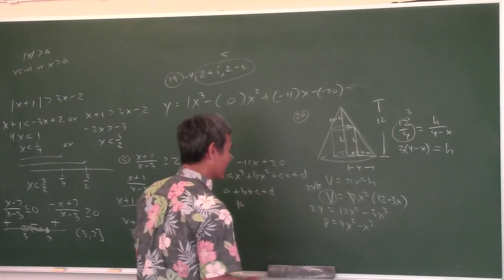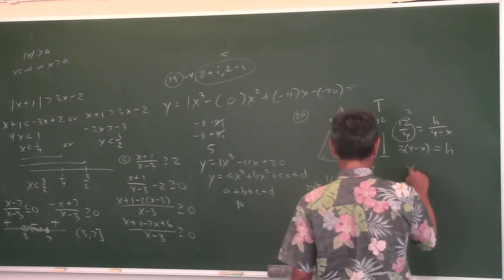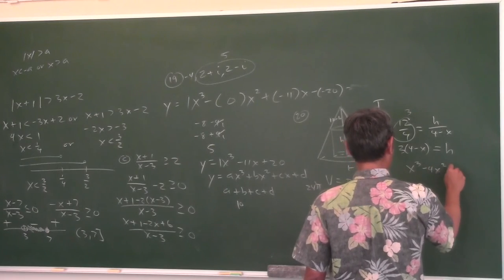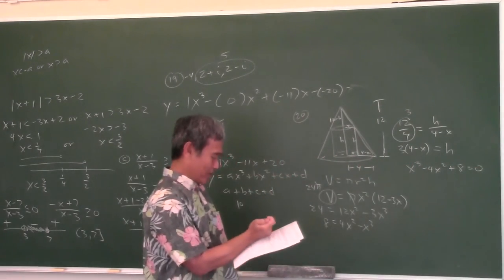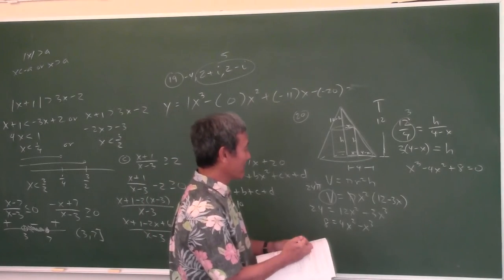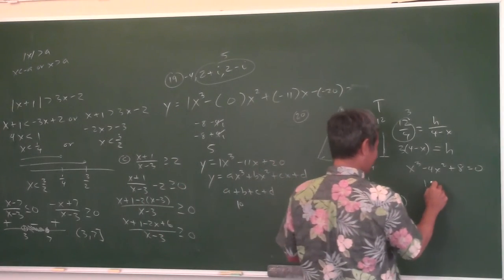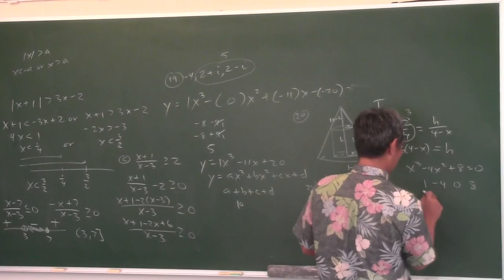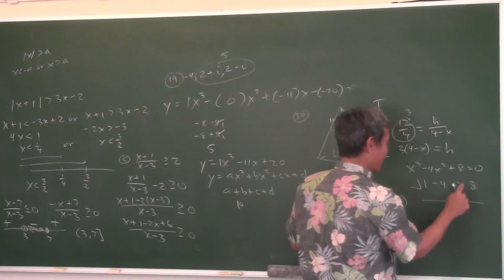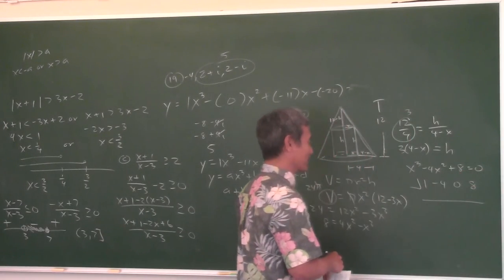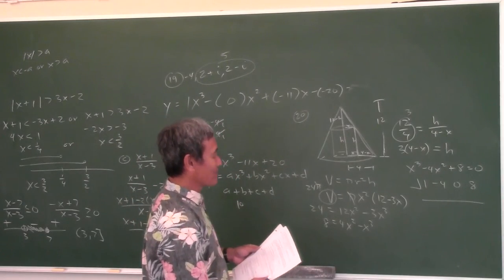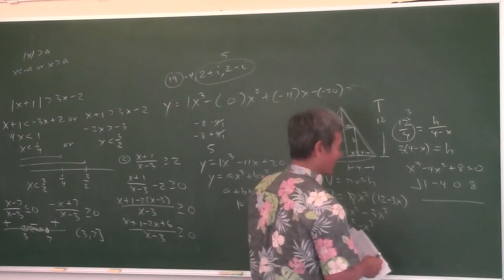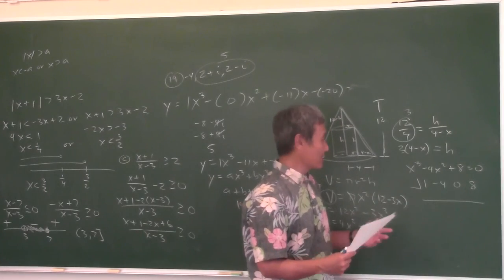How do we solve cubic equations? Make one side 0. x cubed minus 4x squared plus 8 equals 0. And how do I factor cubics? If you don't see a factor by grouping thing right away, synthetic division. So you write down the coefficients, factors of 8 over factors of 1. So plus or minus 1, plus or minus 2, plus or minus 4, plus or minus 8. So if this equation has a rational root, it has to come from that list.